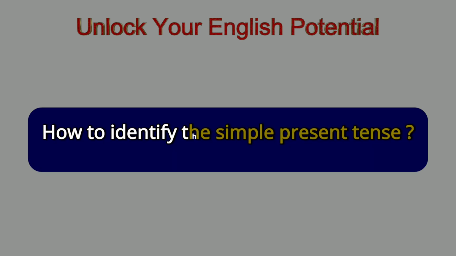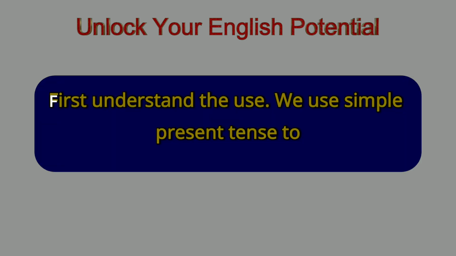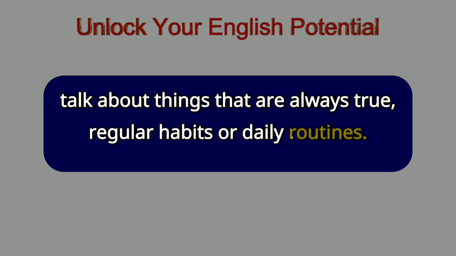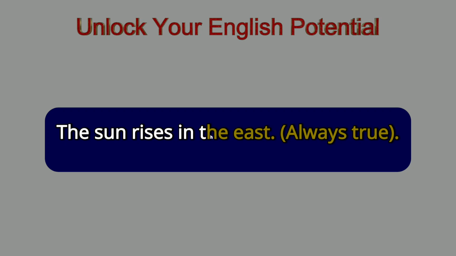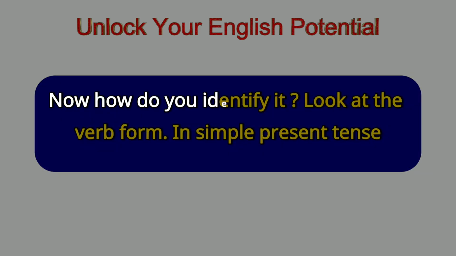How to identify the simple present tense. Simple present tense is actually very easy to identify if you look at a few simple things. First, understand the use. We use simple present tense to talk about things that are always true, regular habits, or daily routines. For example, I wake up at 6 a.m. Daily routine. The sun rises in the east. Always true. She plays cricket every day. Habit.